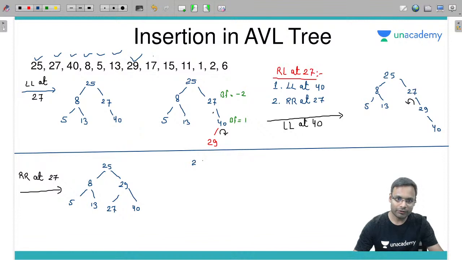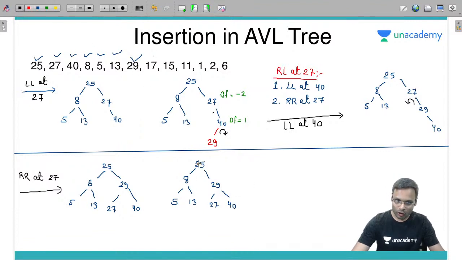Okay, so 25, in the left 8, in the left 5, right 13. Still we have quite a few values to insert and create the tree. Once you understand this entire example, no example will be tough for you if you are able to understand each and every case here. Next key is 17. Where should I insert 17? Smaller than 25, greater than 8, greater than 13. 17 should be inserted here.